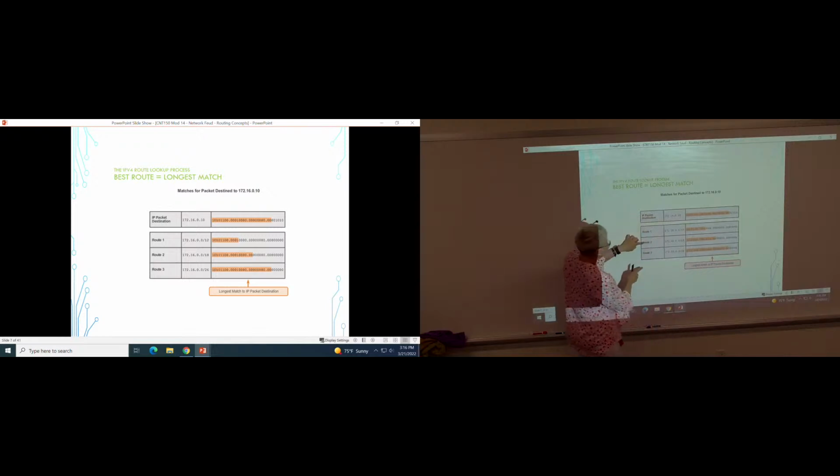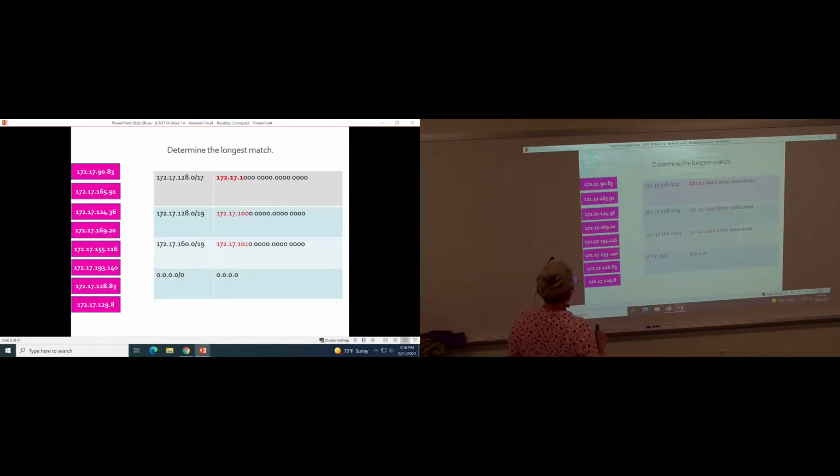So again, if I compare 2 to 3, where do I have the most matching bits? 3, right? So now I'm not going to use this one. So this is the route. Even though multiple routes might be in my table, I'm going to pick the best route, the one with the longest match, okay? So let's look into a couple of these, all right?